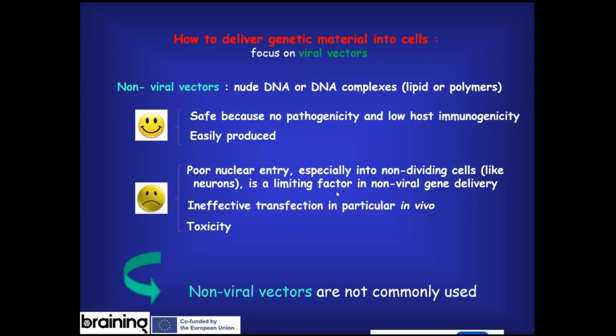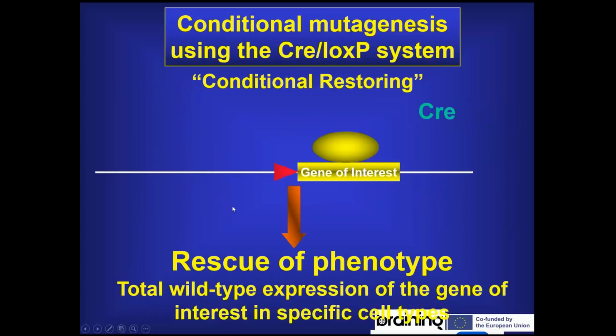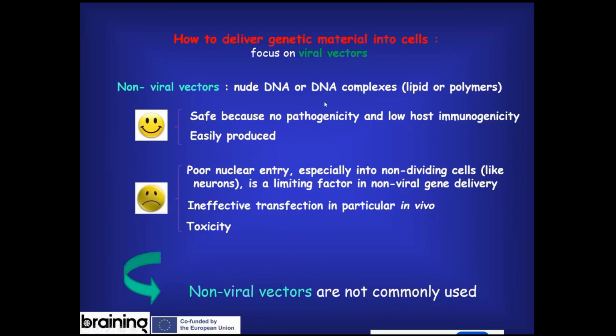And so I explained to you how we can modify the genome of mice. But now there is an easy way to express proteins, especially when you deal with the brain, which is what we call viral vectors. The first thing people tried to do this was to use just naked DNA or DNA complexed with lipid and polymer, which are very safe and not immunogenic. They're easily produced, but they can have toxicity. They cannot enter cells. It's something that is not working anymore.